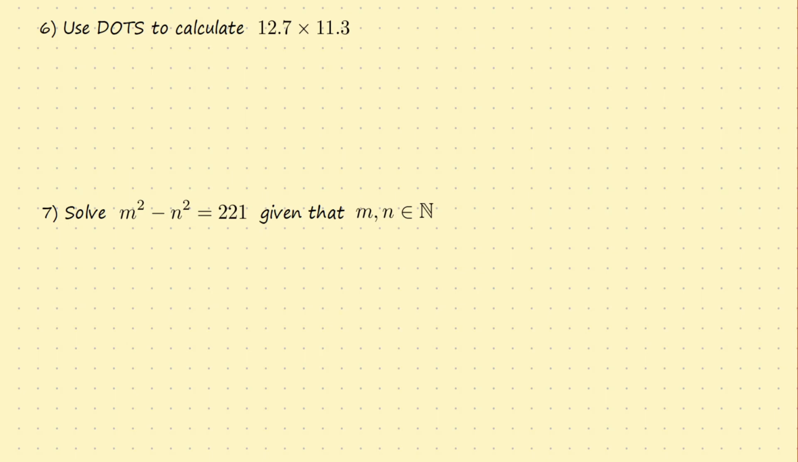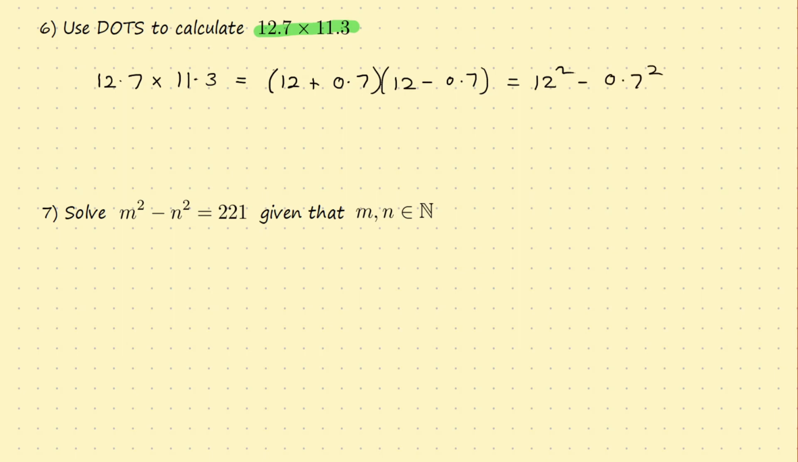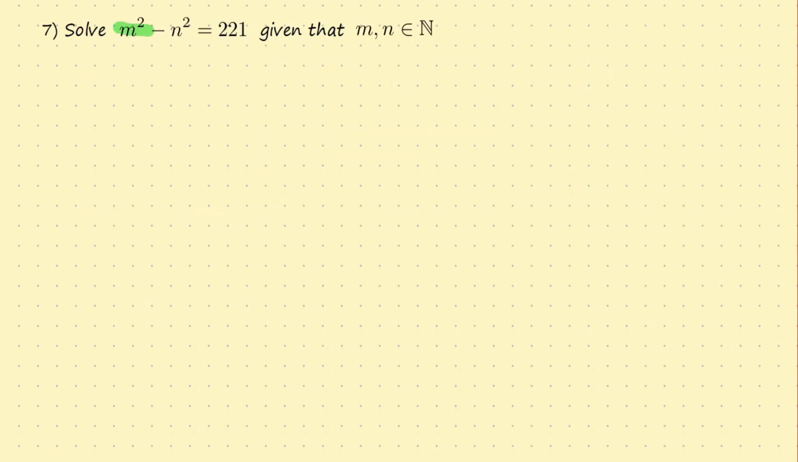Problem 6. Use difference of two squares to calculate 12.7 times 11.3. 12.7 times 11.3 equals (12 plus 0.7) times (12 minus 0.7), which equals 12 squared minus 0.7 squared, which equals 144 minus 0.49, which equals 143.51.